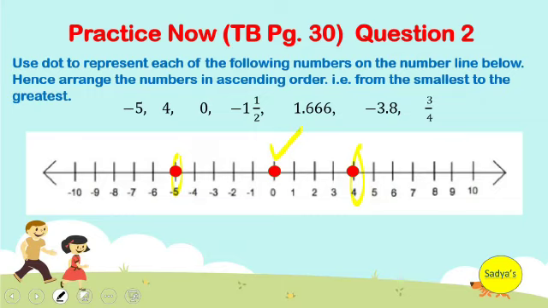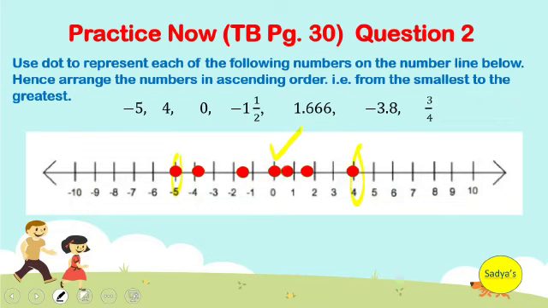Negative 1 whole 1 by 2 means minus 1.5. So minus 1.5 would be in the center of minus 1 and minus 2. Here. 1.666 would be somewhere around 1.5, that is between 1 and 2. Negative 3.8 would be near negative 4. And 3 by 4, which means 0.75, would be between 0 and 1, but more towards 1.